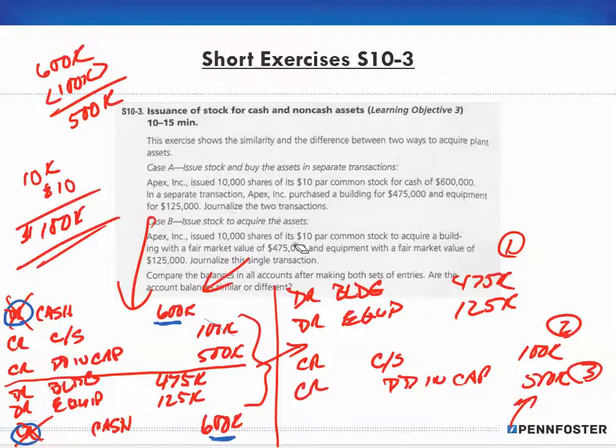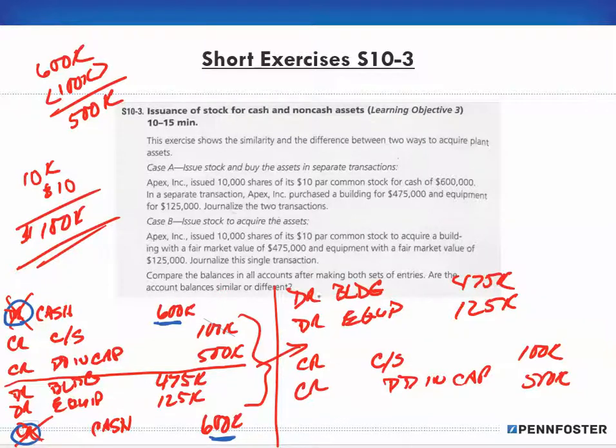Okay, I hope that was easily understood. Okay, so now, it says here, compare the balances in all accounts after making both sets of entries. Are the account balances similar or different?